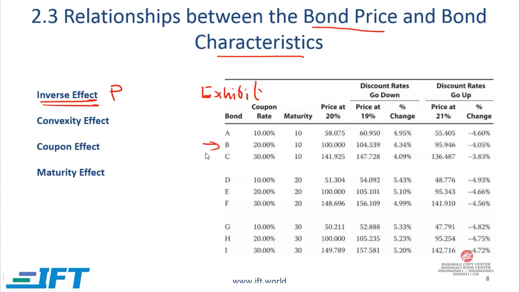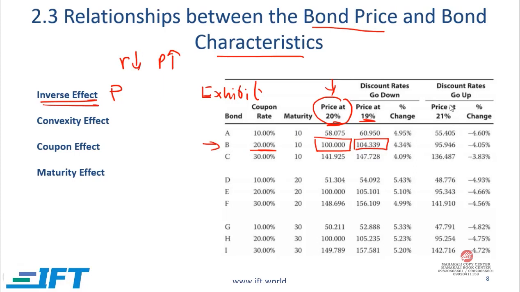Take bond B, the coupon rate is 20%, the price is at 20%, so this is the market discount rate. We initially have a par value bond because the discount rate and the coupon rate are equal. Now what happens if the market rate or the discount rate comes down by 1%, so the rate comes down to 19%. When the rate is down, notice that the price is up. So from 100 it goes up to 104.339. So rate is down, price is up.